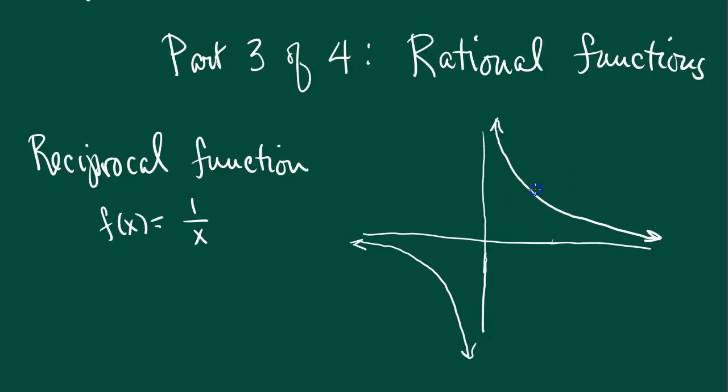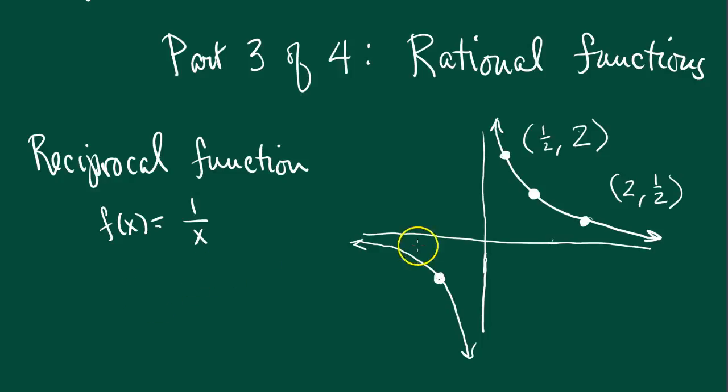1 over x, if x is 1, then y is 1 also, because 1 over 1 is 1. If x is negative 1, then y is also negative 1. If x is 2, then y is 1/2. On the other hand, if x is 1/2, we have y equal 2, and so on.